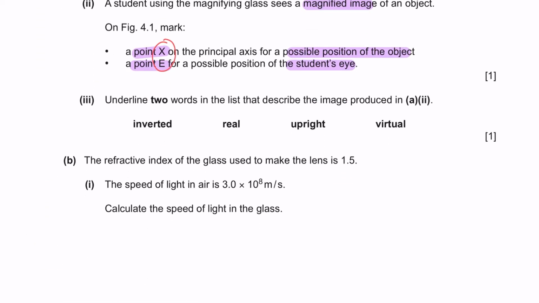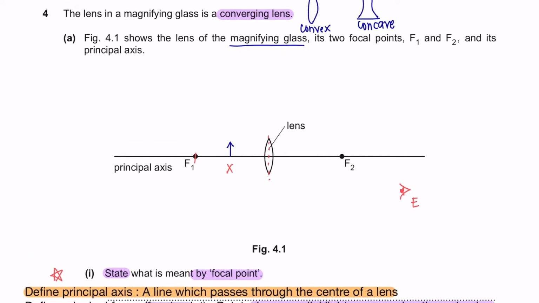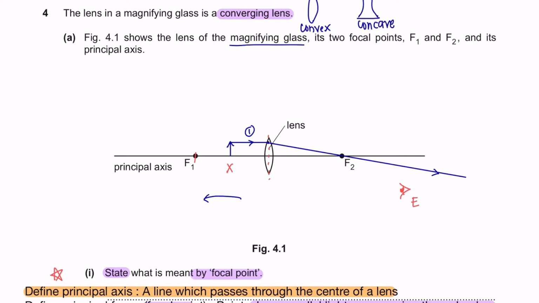Next, part 3. Underline 2 words in the list that describe the image produced in A part 2. So as described previously, the image will form behind the lens and it will be magnified. The first line should go from the tip to the center of the lens. The second line goes through from the center of the lens and passes through F, which is the focal point. And the third line will go through the center of the lens. However, in this case, you can see that these two lines do not intercept with each other.